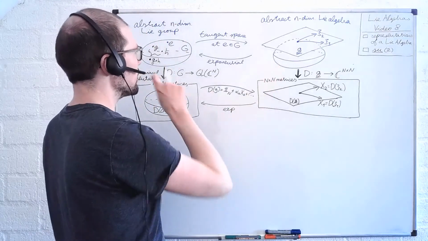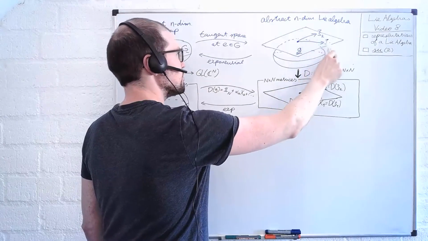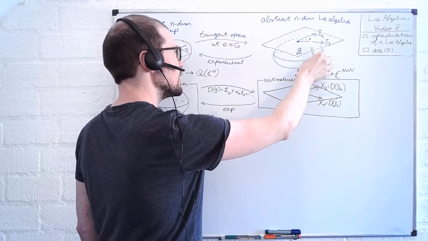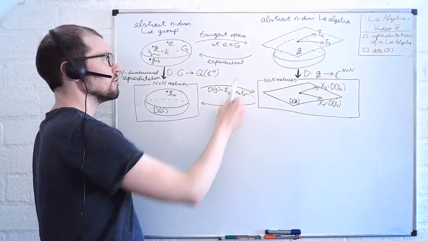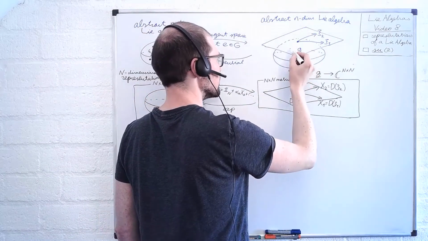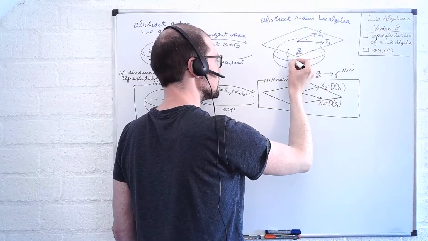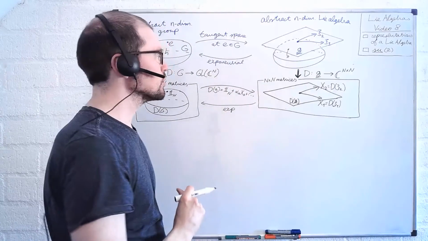Okay, and then I know that if I have this formal Lie algebra element, I can map it back to the Lie group via the exponential mapping. So it's taking some vector here in this tangent space, and it's basically projecting it down onto this curved Lie group.